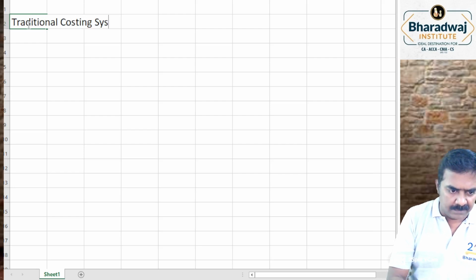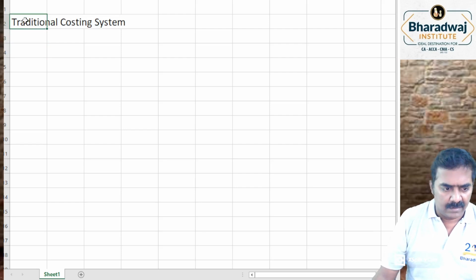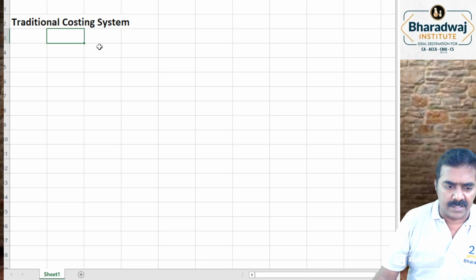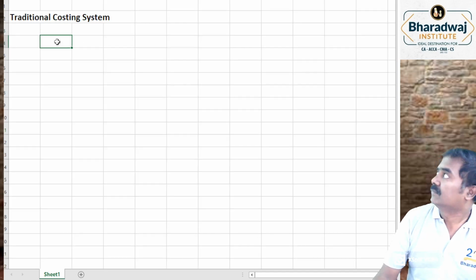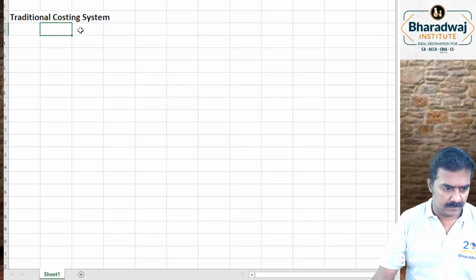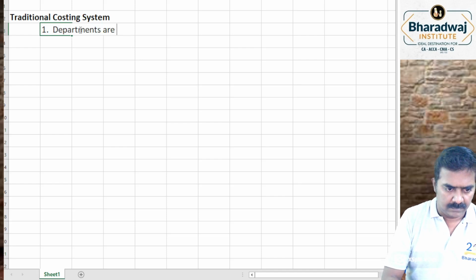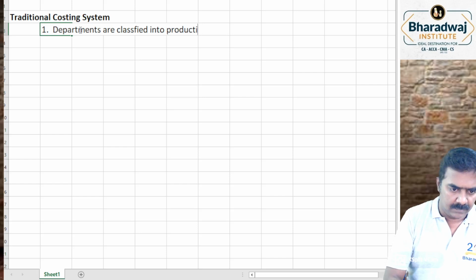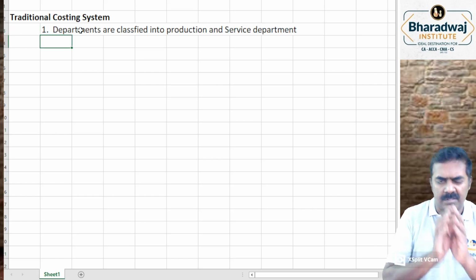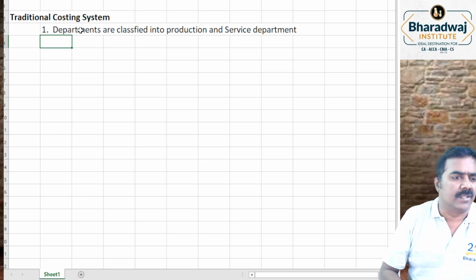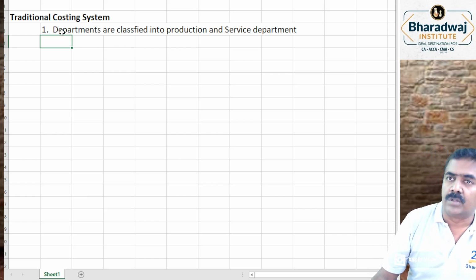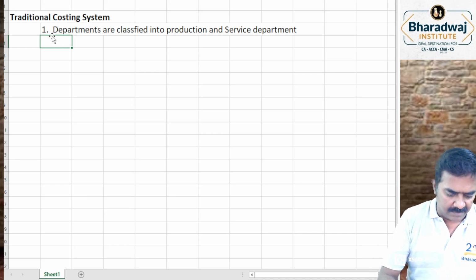Traditional costing system. In the traditional costing system, what do we do? Please take up the notes. Some notes will be required for recollection in the future. Departments are classified into both production department as well as what? Service department.